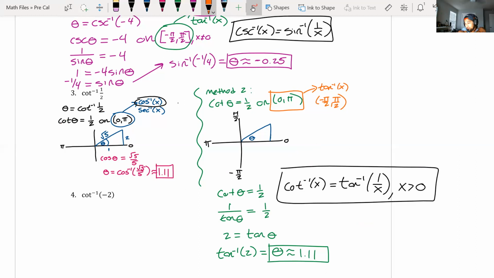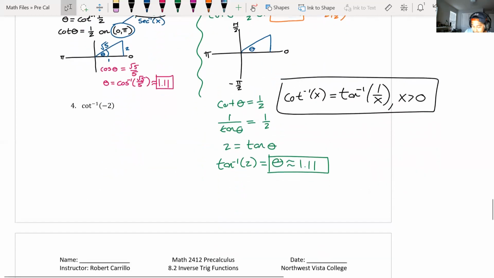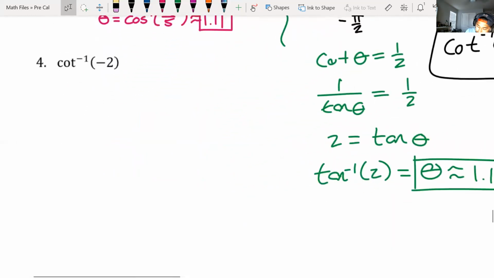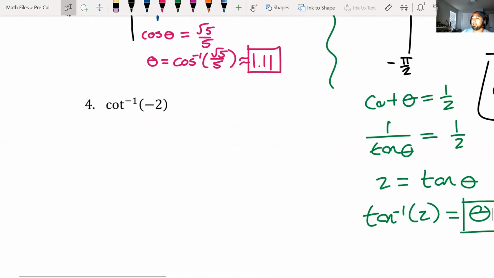Make sense? Yeah, I'm trying to make your life easy, okay? It does. I just need to get more practice with the quadrants. All right.